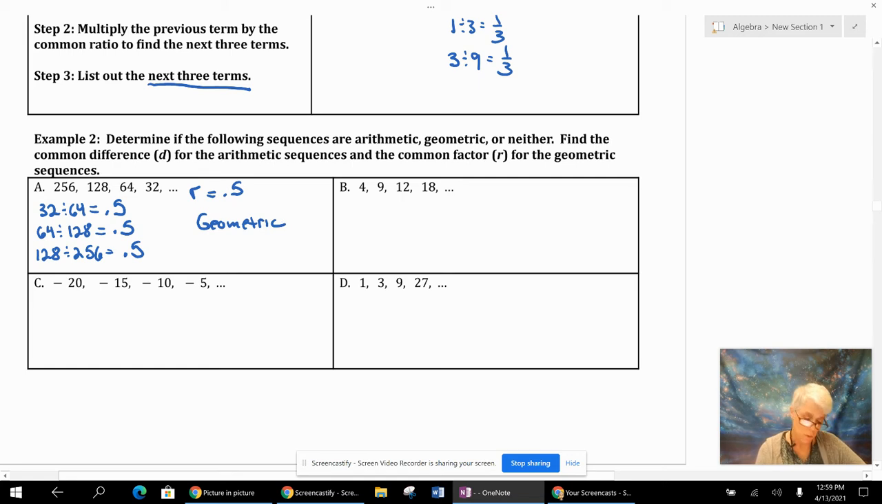So let's test the next one. If I take 18 and divide it by 12, then I get 1.5. If I take 12 and divide it by 9, I get, no, okay, 4. Let's go the other way. Let's try a common difference, so adding and subtracting. I can add 5. Okay, that's not working either. So this is neither. Nothing's happening on this one. Let's try the next one.